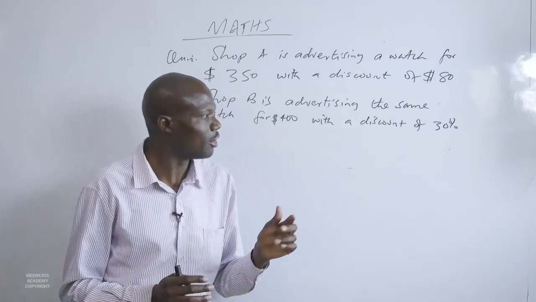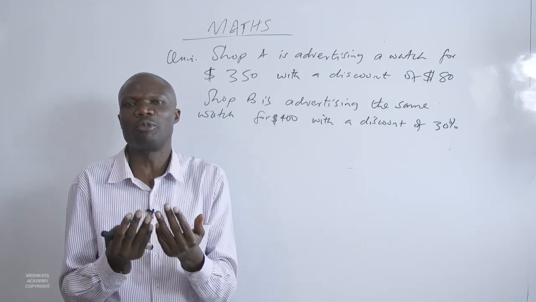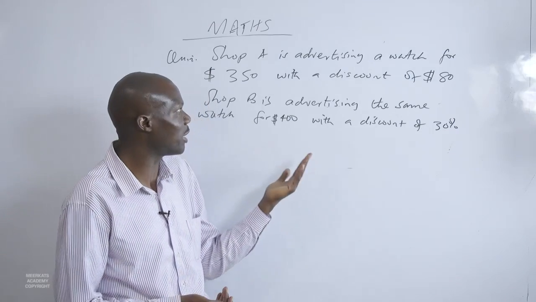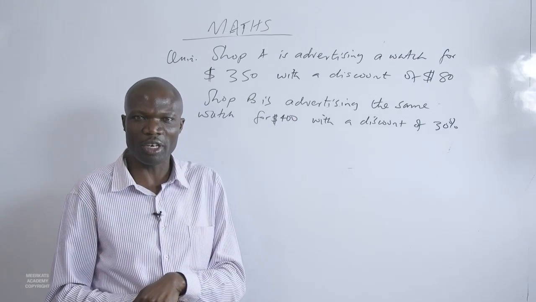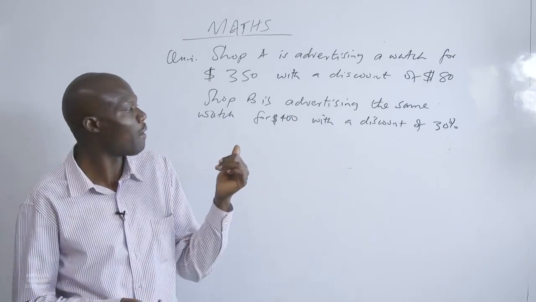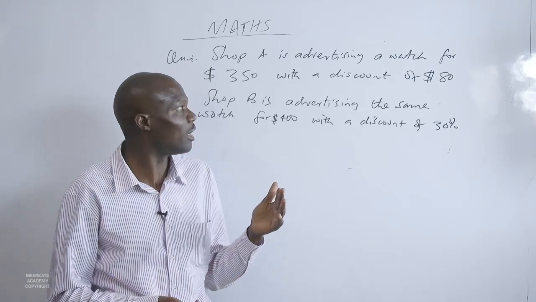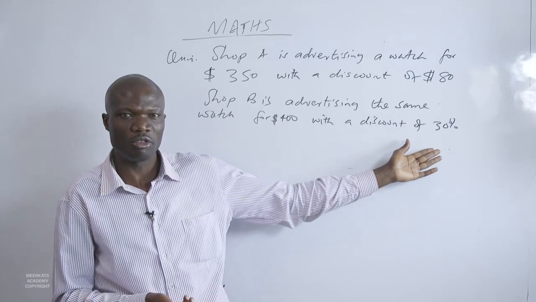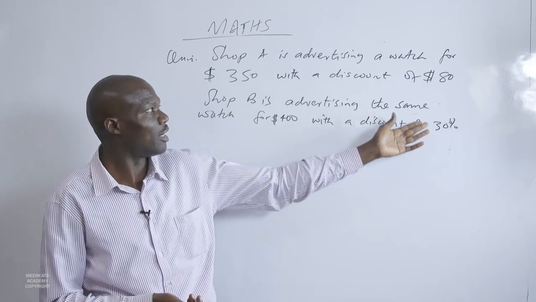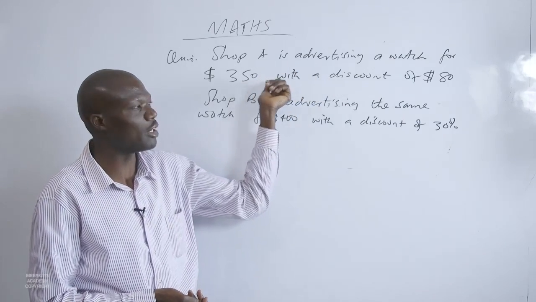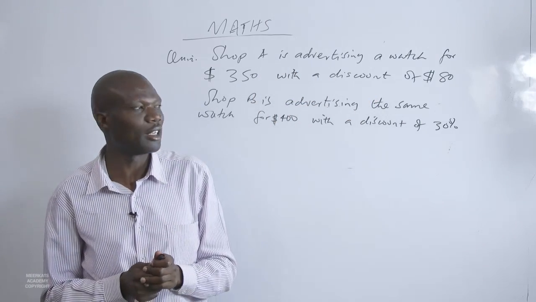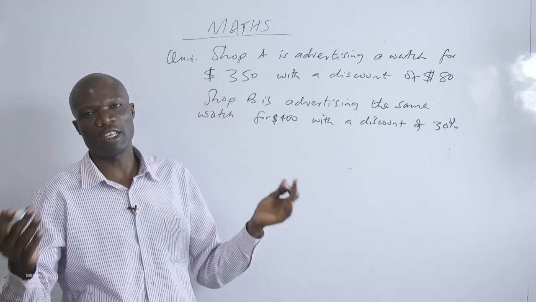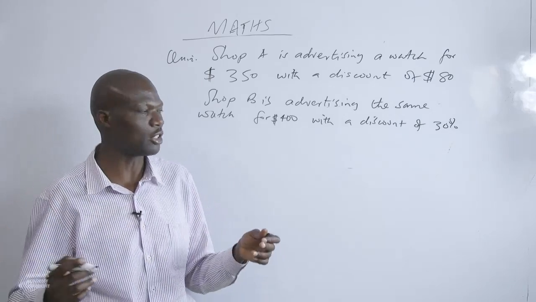Now, class, look here. Which shop would you buy from? Would you go to shop A, which advertised at $350 with a discount of $80, or would you go to shop B, which is advertising at $400 and a discount of 30%? What is very important? Let us find the selling price for each shop and then we make our decision.